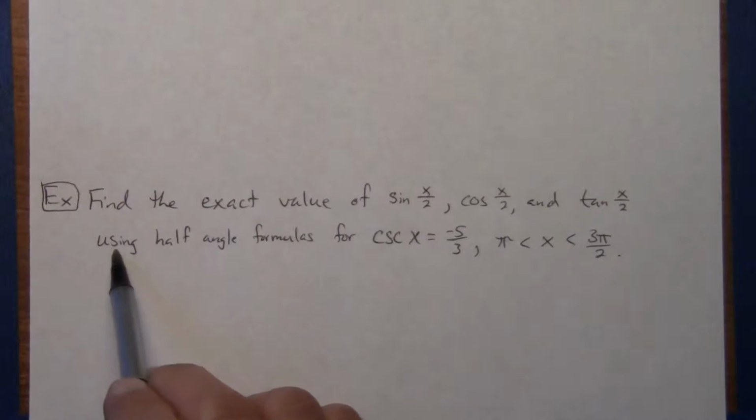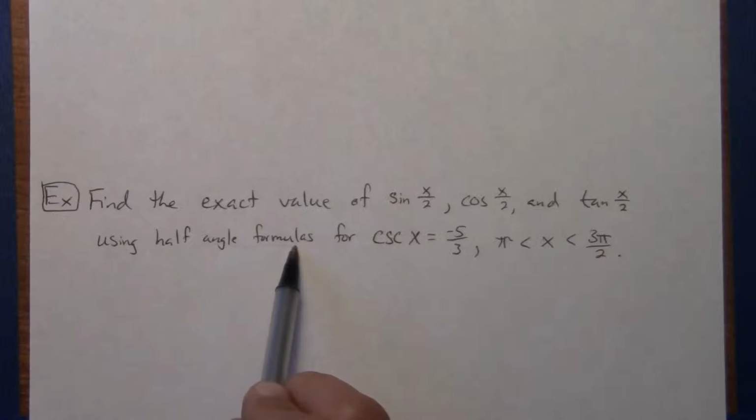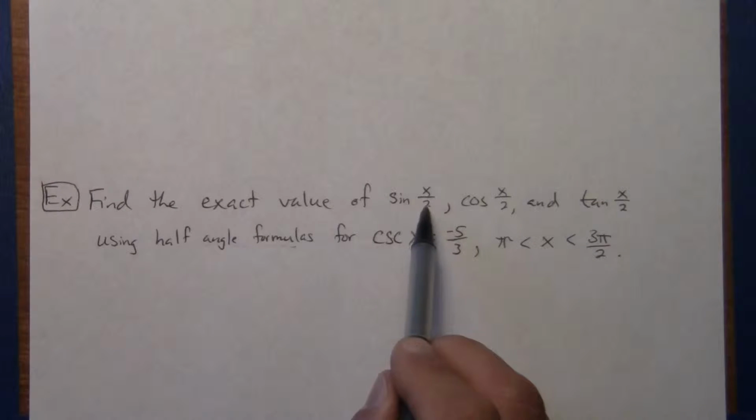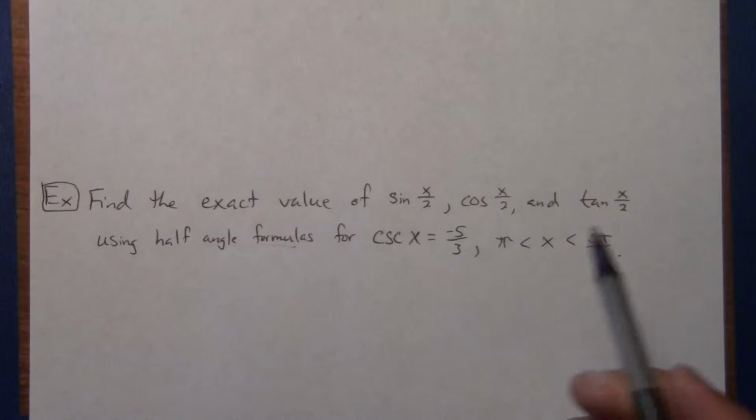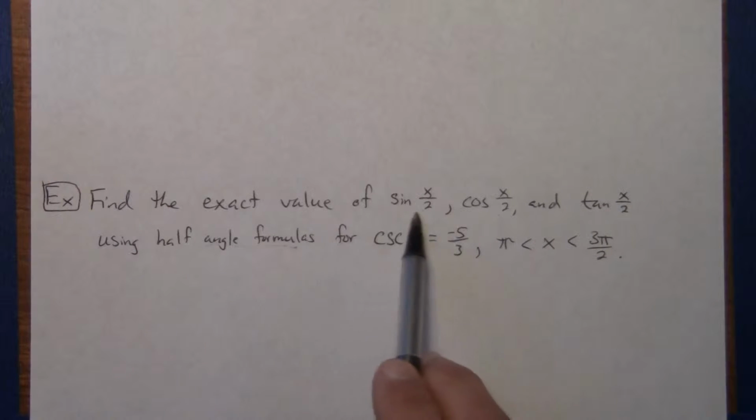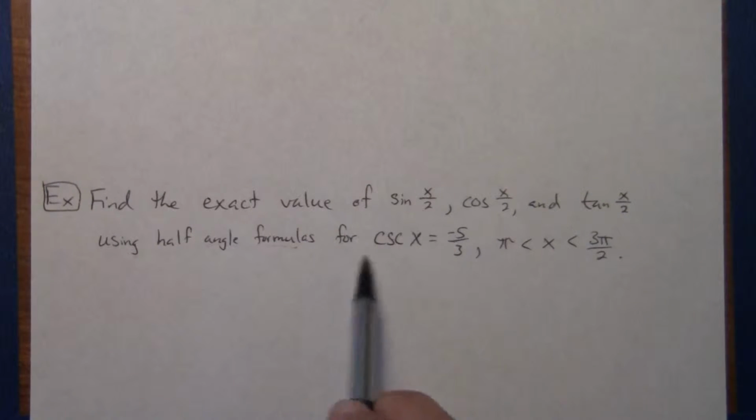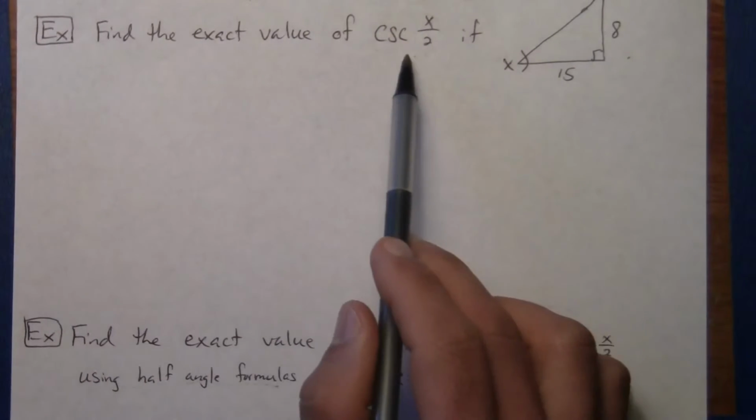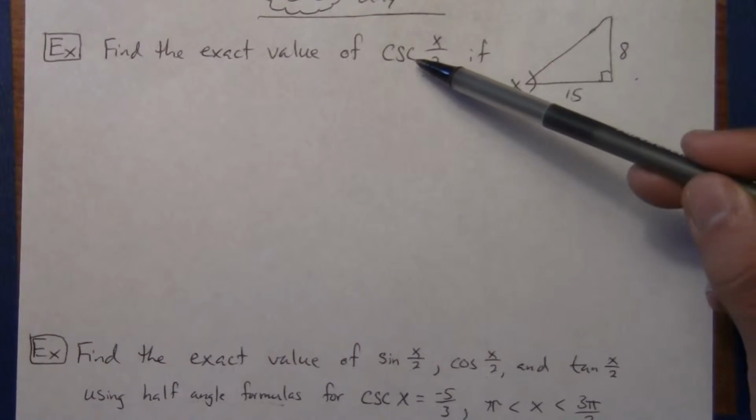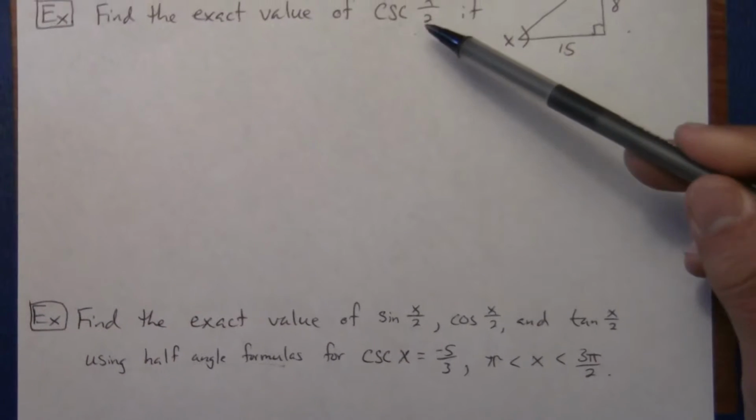This one they're a little nice, they actually tell you to use the half angle formula. I probably would not do that on the test. You should be able to recognize it when you see the x over 2 that is the half angle formula. So find the exact value of the sine, the cosine, the tangent of x over 2 given this. It's very similar information. Here they're asking me to find 1 instead of 3 trig functions, but same idea.